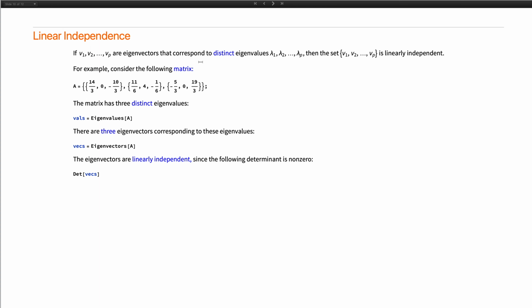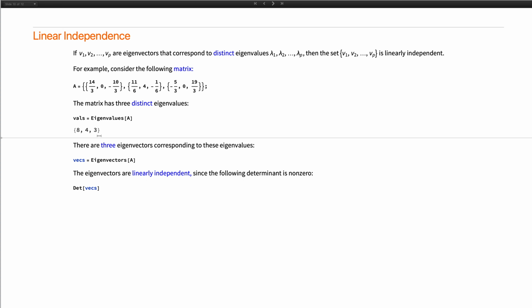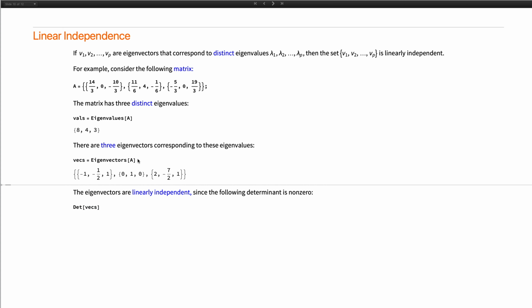Now, the nice thing about eigenvalues and eigenvectors is that if you have eigenvectors that correspond to distinct, or different, eigenvalues, then they're actually linearly independent. So here is a matrix A. It has 3 distinct eigenvalues 8, 4, and 3. There are 3 distinct eigenvectors, and what you can do is simply work out the determinant of the matrix formed by the eigenvectors. You see it's not 0, so hence you have linear independence for these eigenvectors corresponding to distinct eigenvalues.